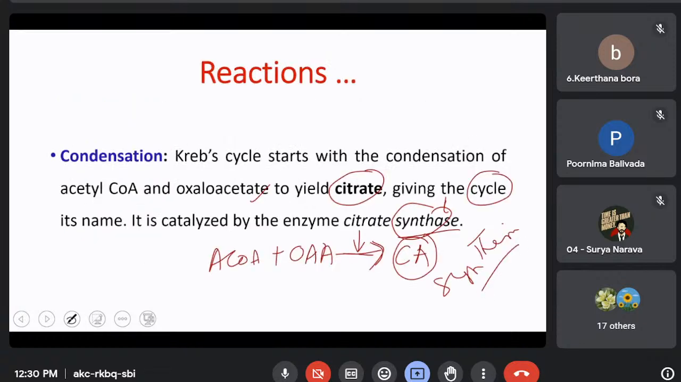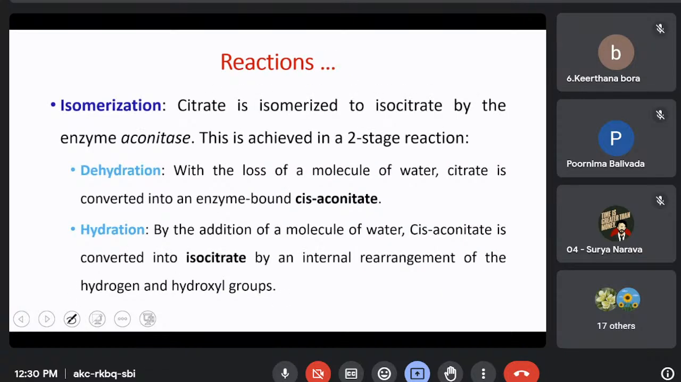So in the previous reaction, what is formed? Citric acid is formed. So citric acid now enters the second reaction, that is isomerization. That means it is converted into its isomeric form, that is isocitric acid, or it is also called isocitrate. And the enzyme involved in this reaction is called aconitase. So in the second reaction, citric acid is converted into isocitric acid. Okay, it is catalyzed by the enzyme called aconitase.